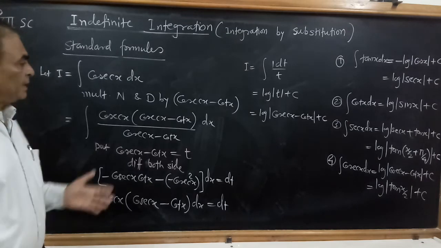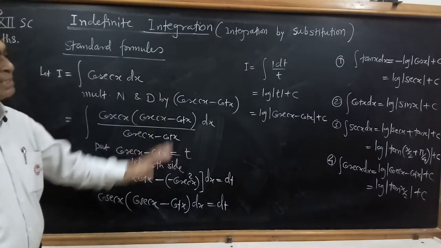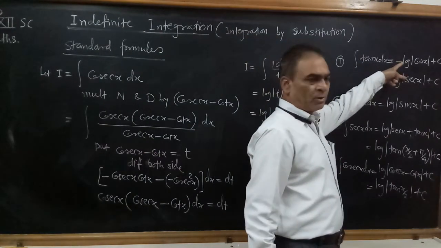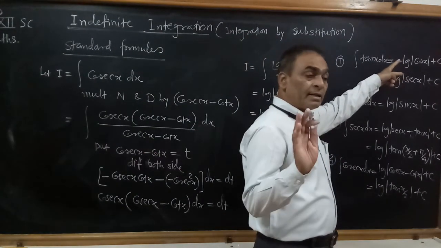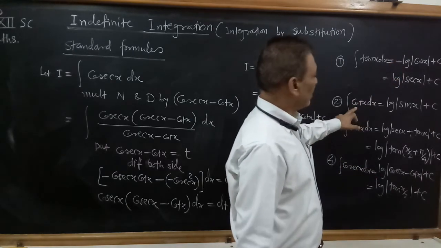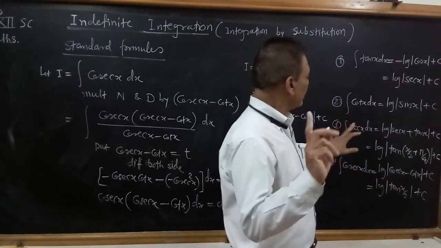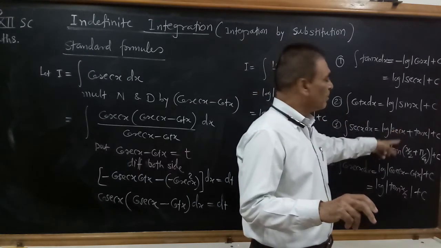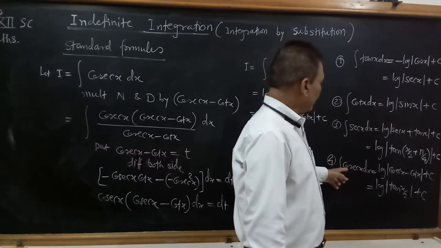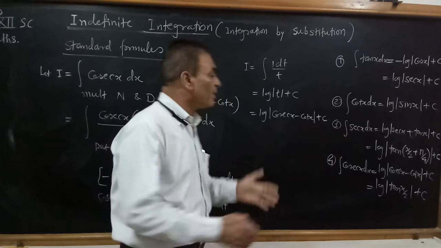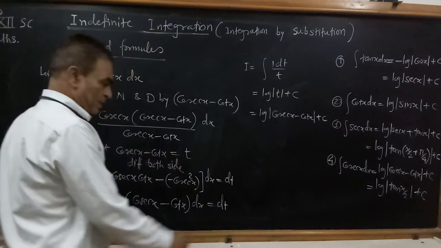These are 4 standard formulas. But for tan x, there are 2 different formulas. Only looking for different, but both are same. In cot x, only one formula is there. Similarly, sec x, there are 2 different formulas, but after simplification, both are same. Similarly, cosec x, there are 2 different formulas. You must remember all standard formulas.